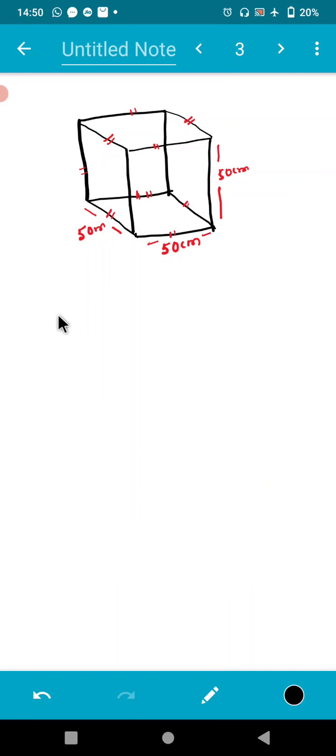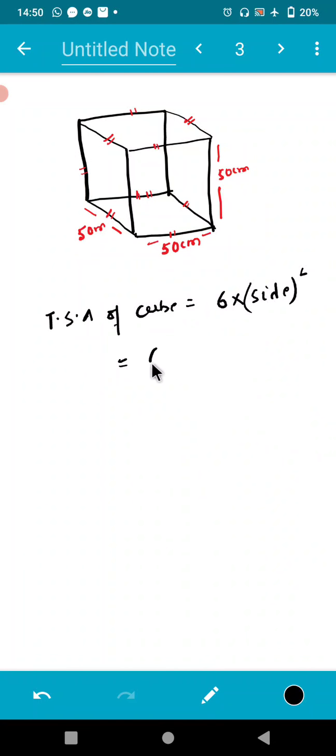So what is the formula of TSA of cube? TSA of cube is equal to 6 into side square. Okay, now 6 into 50 square, that means 6 into 2500 centimeter square. Now if you multiply 6 into 2500, you will get the answer as 15,000 centimeter square.